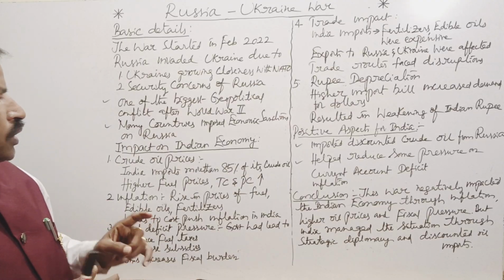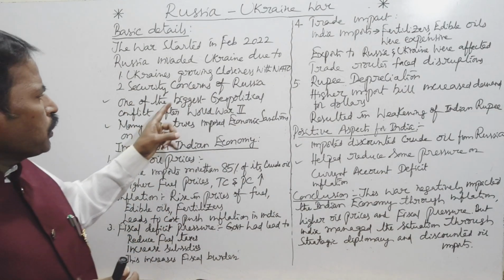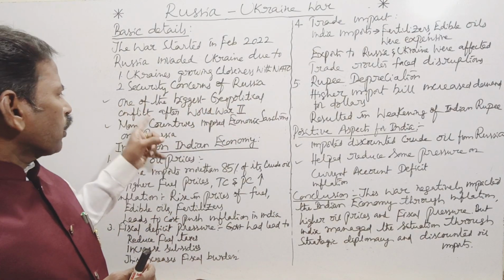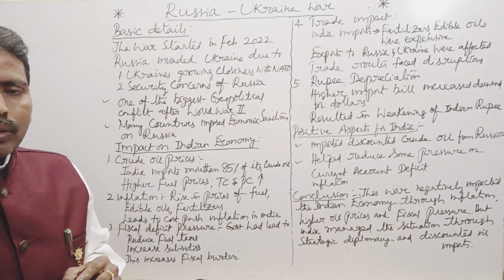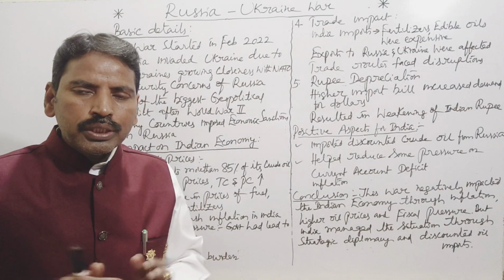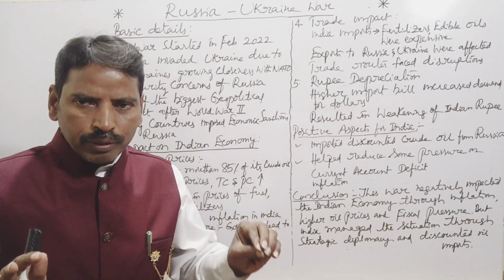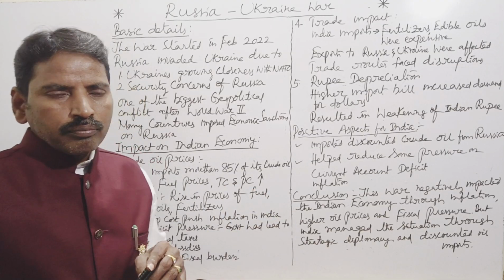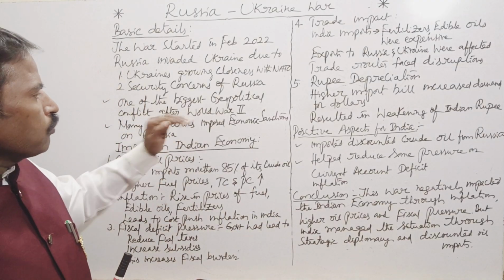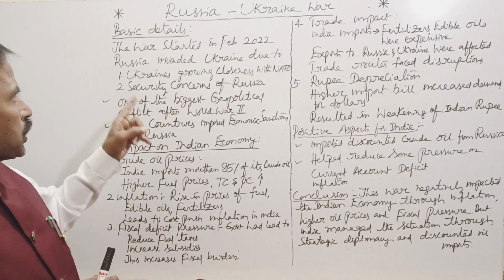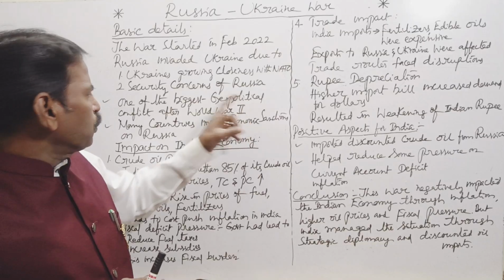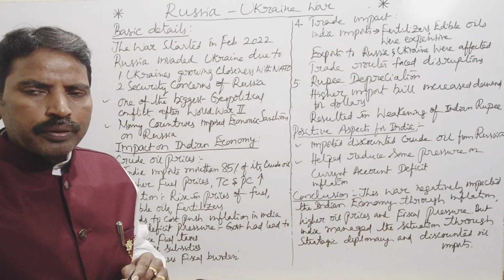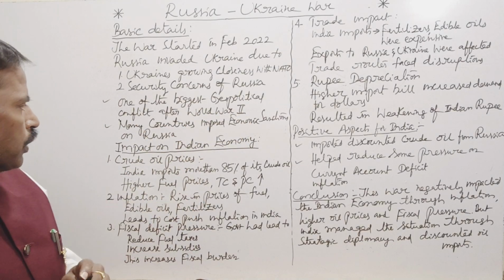It is one of the biggest geopolitical conflicts after World War II. The period of World War II is 1939 to 1945. But after the Second World War, the Russia-Ukraine war is one of the biggest geopolitical conflicts.